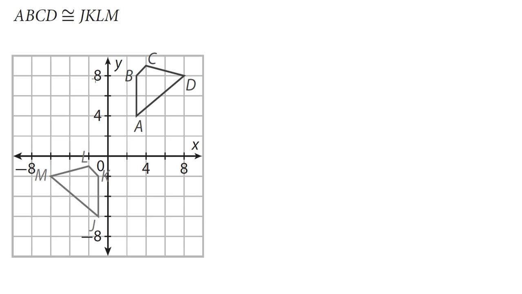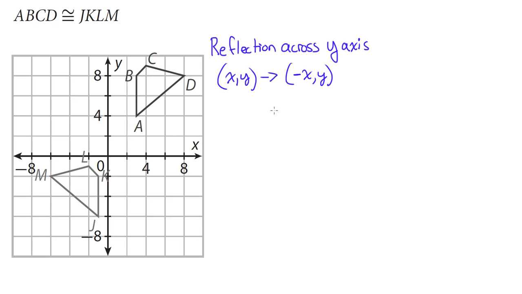This could be a reflection, but obviously a reflection wouldn't be enough. It would also have to be, maybe after reflecting it, a translation. We'd have to move it downwards. So let's go ahead and see if that's the case. Again, in a reflection across the y-axis, the way the ordered pairs change is we take the opposite of x. That's what happens when you reflect a figure across the y-axis.